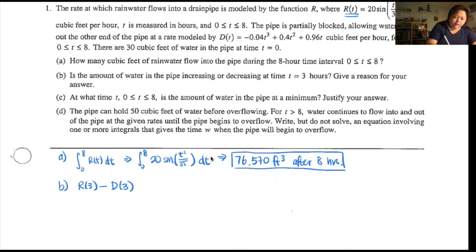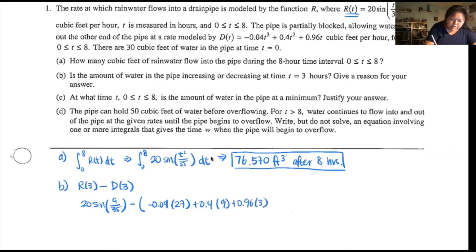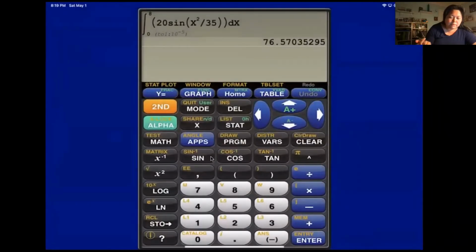So let's take our function. It would be 20 sine of 9 over 35 minus, in parentheses, negative 0.04 times 3 cubed, which is 27, plus 0.4 times 3 squared, which is 9, plus 0.96 times 3, and let's find the final answer here. Of course, again, we use our calculator, because nobody expects you to do this by hand.